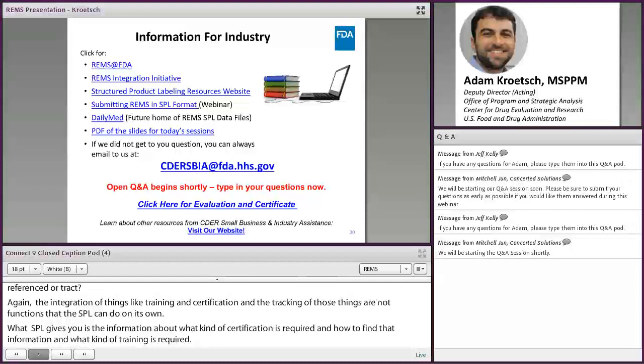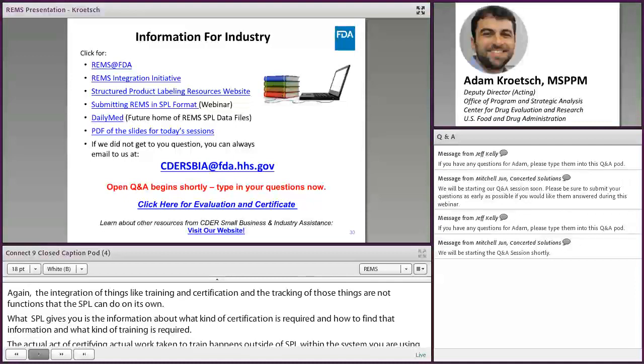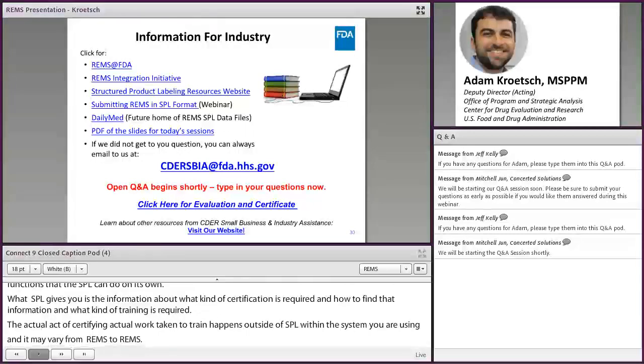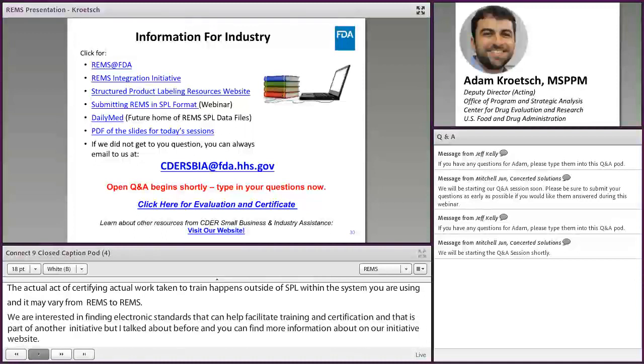We are interested in finding electronic standards that can help facilitate training and certification, and that's part of another initiative that I've talked about before and that you can find more information about on our REMS Integration Initiative website. And that initiative is called the REMS Platform Standards Initiative. So just wanted to clarify, SPL is primarily for information about the REMS program. It doesn't necessarily help you carry out all those different REMS activities other than as an informational resource.